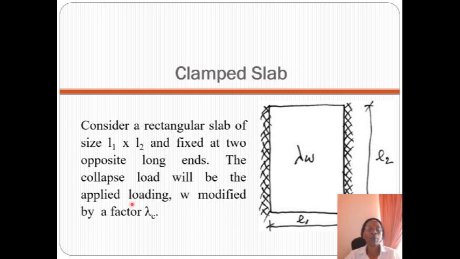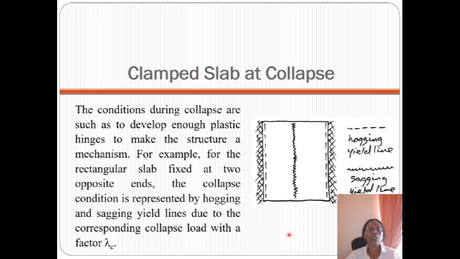The collapse load will be applied loading W multiplied by a factor lambda C. Lambda C times W is the collapse load. So W is the applied load, and that's the factor. The factor is applied for safety to make sure that the load we are calculating is the true collapse load. Now, the conditions during collapse are such as to develop enough plastic hinges to make the structure a mechanism.